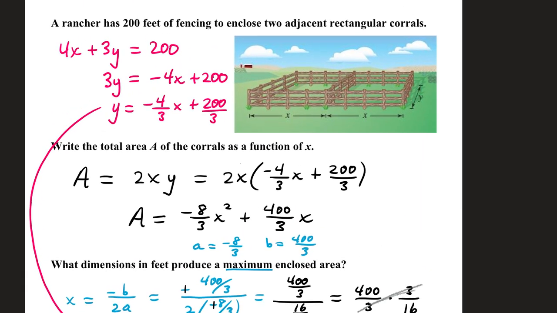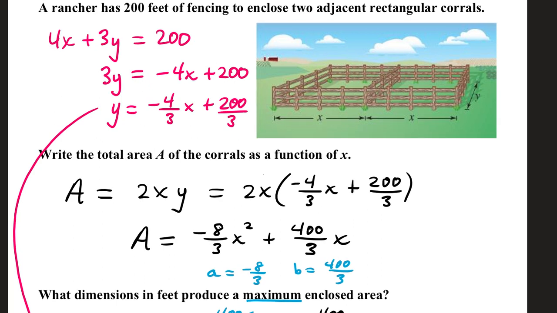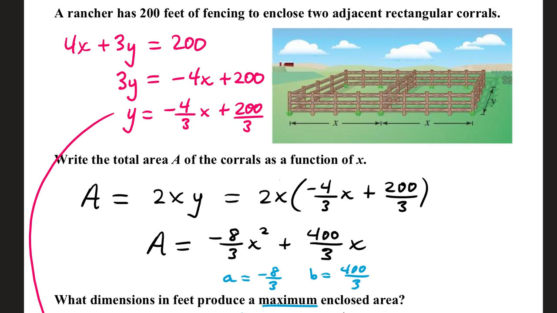Let's look at another corral problem. We looked at one of these in a previous video. A rancher has 200 feet of fencing to enclose 2 adjacent rectangular corrals. In the diagram, you can see that we have a couple of X's across the front. That would mean we have a couple of X's across the back.